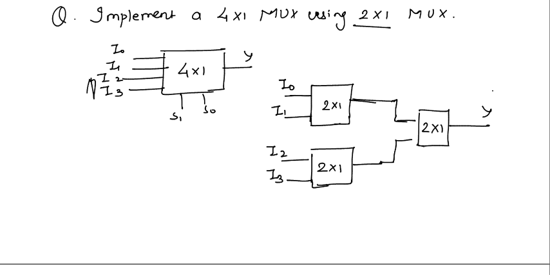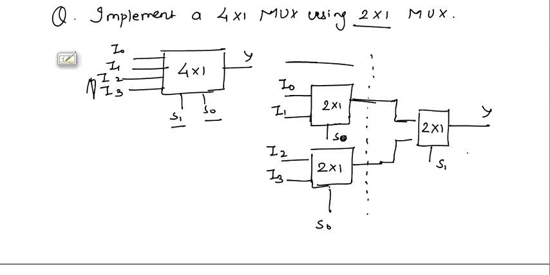Now we will have to connect the select lines. Select lines should be connected in such a way that the lower levels are given the lower bits of the select lines. This is lower level, this is lower level, and this is higher level. So here the select line will be S0. Here the select line will be S0. In one level, select lines to all the multiplexers should be the same, and the remaining select line S1 will be connected here.